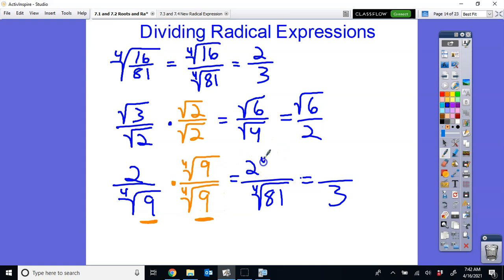On the top, 2 times the fourth root of 9 is all you can do. You can't really do anything with that except rewrite it. And 2 is not divisible by 3, so you can't reduce it any. This is called rationalizing the denominator.